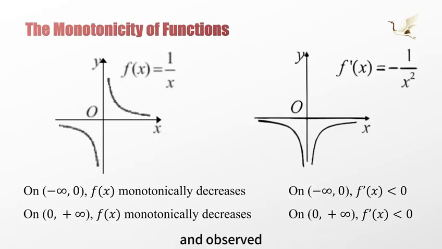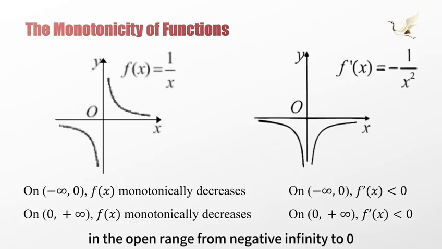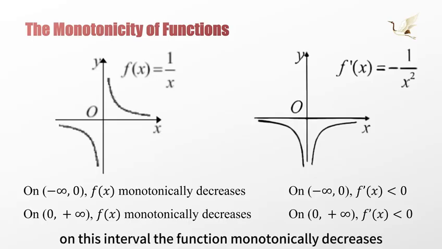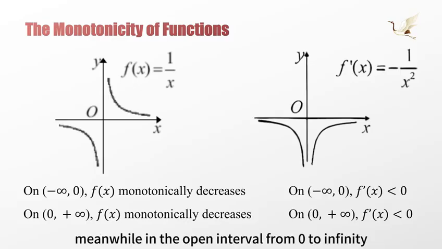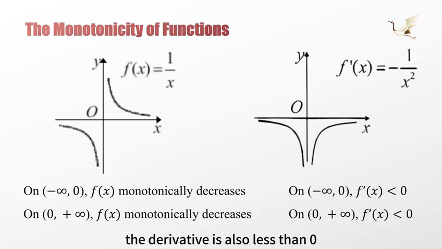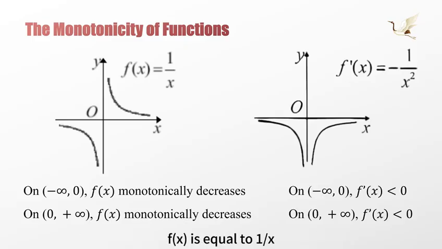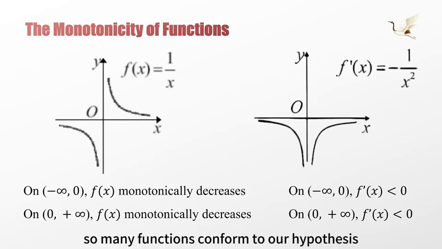And we observe that in the open interval from negative infinity to 0, the derivative is less than 0. On this interval, the function monotonically decreases. Meanwhile, in the open interval from 0 to infinity, the derivative is also less than 0, and on this interval, the function also monotonically decreases. So the inverse proportional function f(x) equals 1/x also satisfies our conjecture. It can be seen that so many functions conform to our hypothesis.